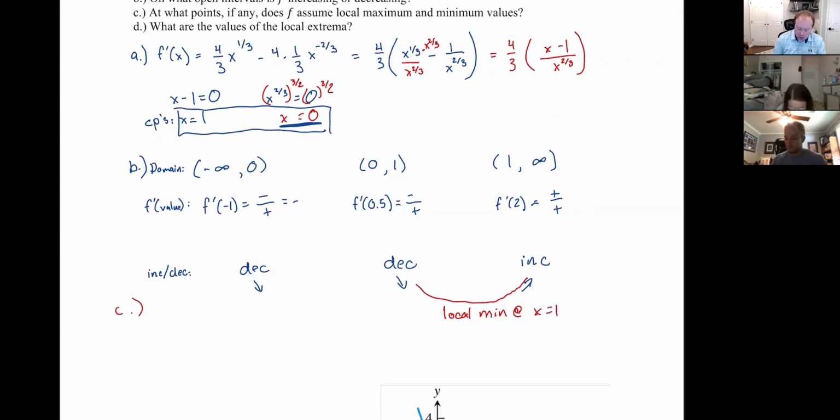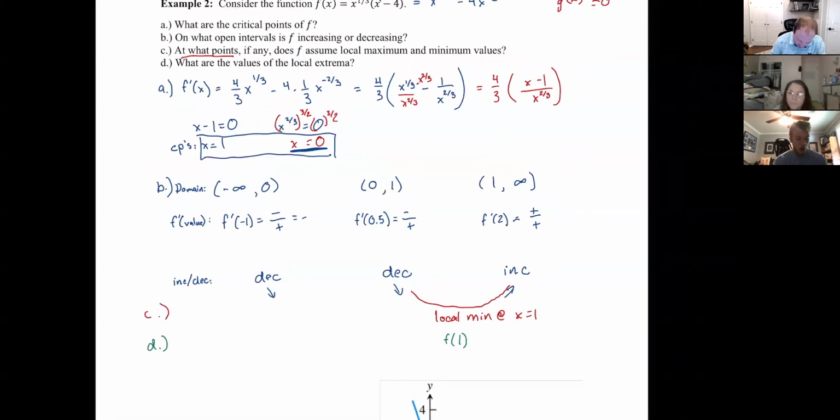So again, notice part C is at what point. So it's not asking what the value is, it's just asking what is the location of it. Then part D is where, not B, part D is where it answers that last question, what are the values? And then remember to find the values, you go ahead and plug in that critical point back into the original.